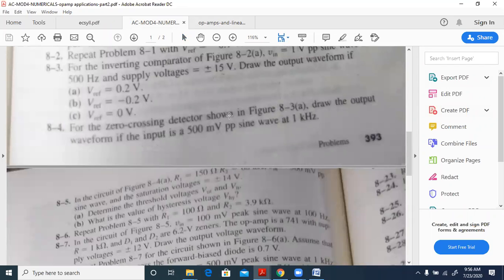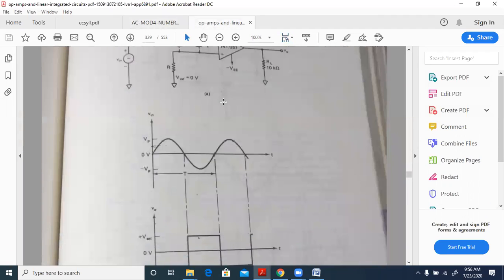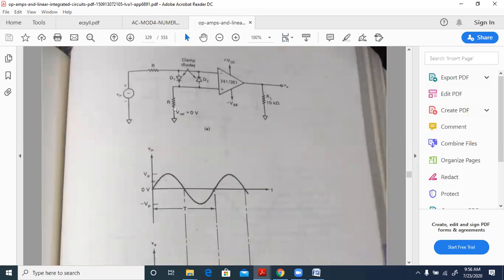For the zero crossing detector shown in figure 8.3a, draw the output waveform, if the input is 500 millivolts peak to peak sine wave at 1 kilohertz. So 8.3a is the figure which is here. Now the V reference is 0, connected to ground, which is at plus. The input is connected to the negative here again, and plus is connected to ground.